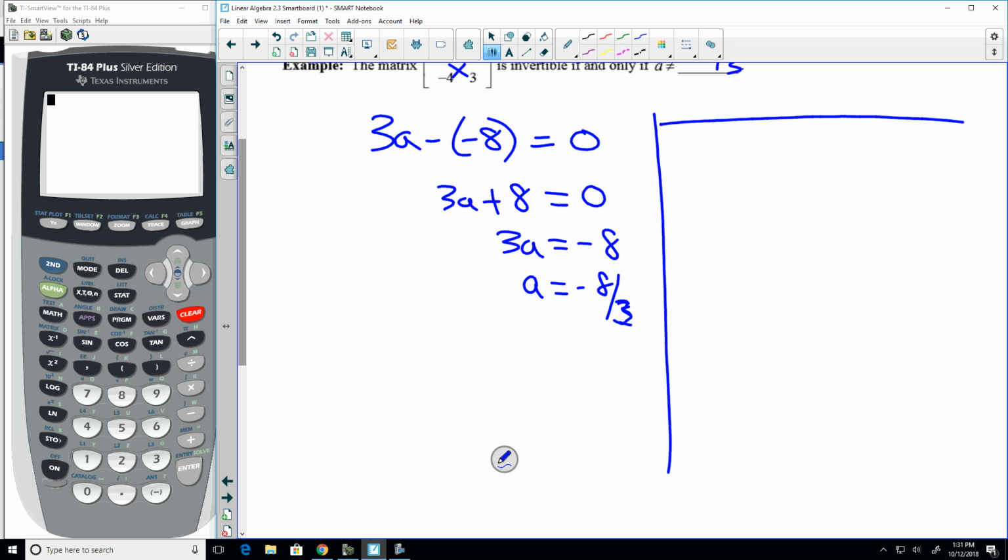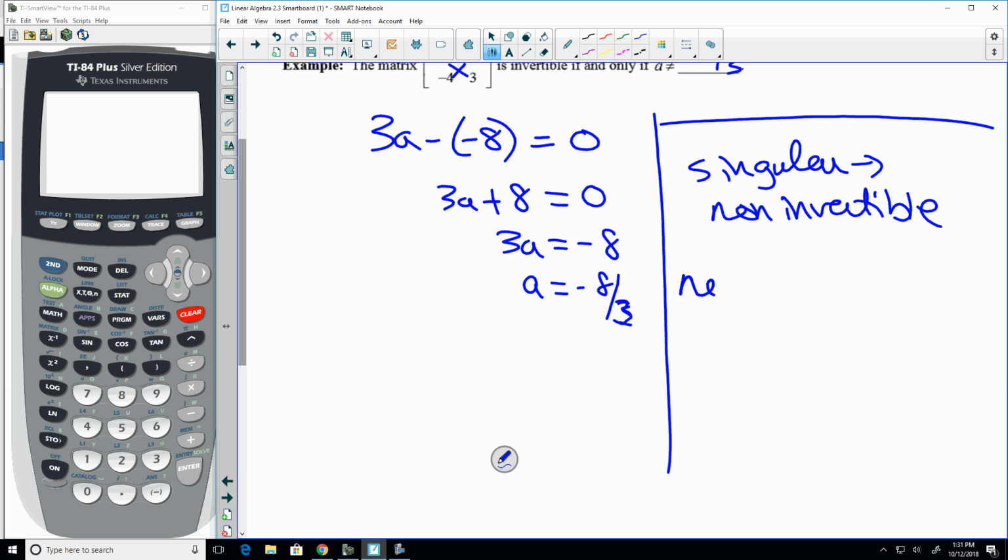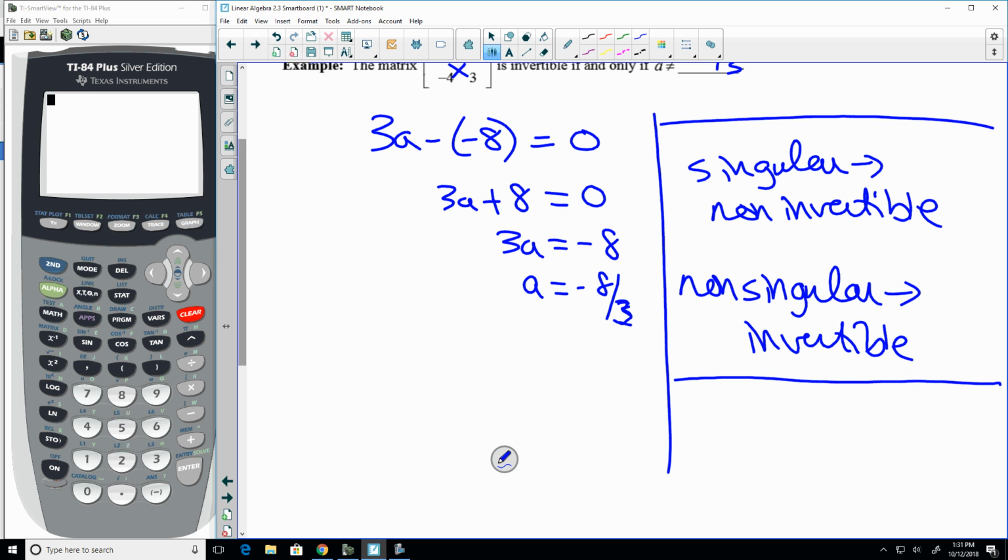So singular means non-invertible, and non-singular means invertible. Invertible means all that stuff on that list, right?